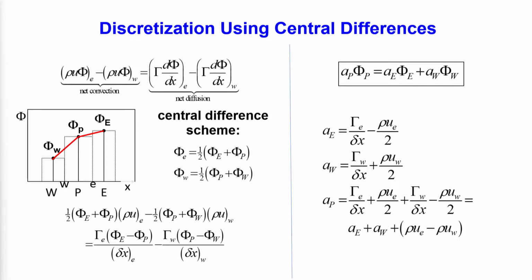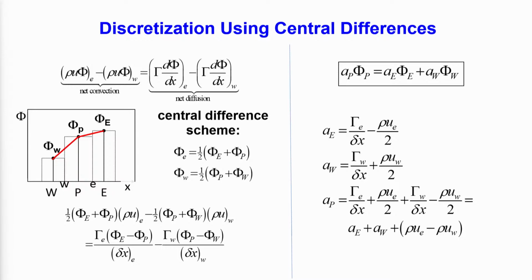So, you will get again the same form: AP into phi P equal to AE into phi E plus AW into phi W. See, that is why I emphasize so much on learning how to solve the system of linear algebraic equations, because you will get a similar system no matter whether your fluid flow is there or not, only the coefficients will change. So, you have these coefficients AP, AE, AW, etc.